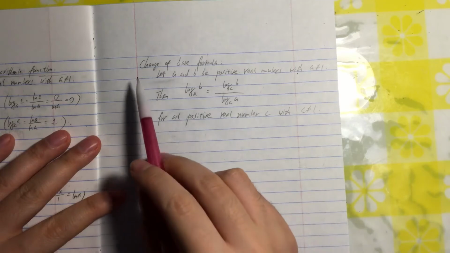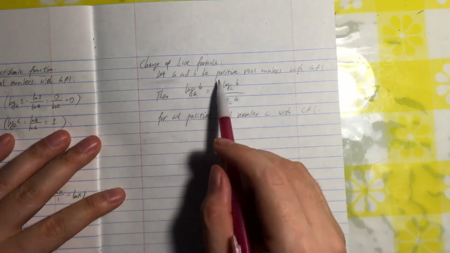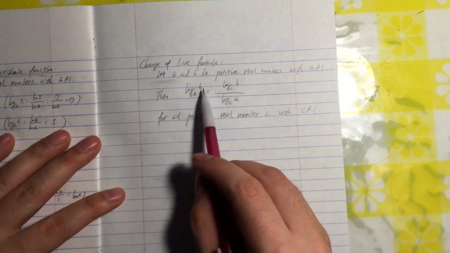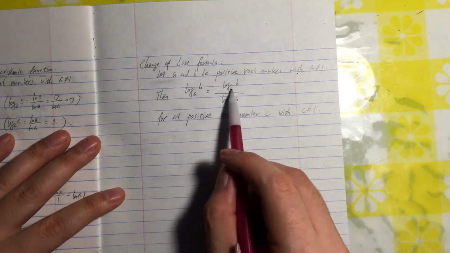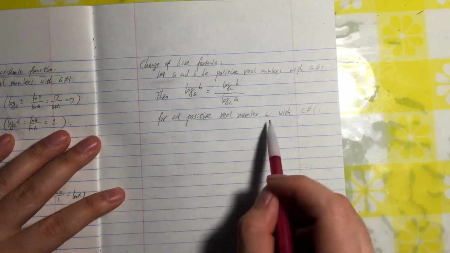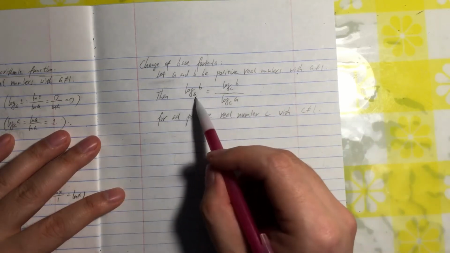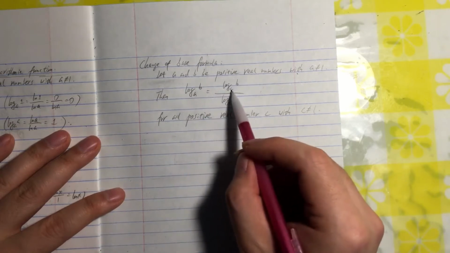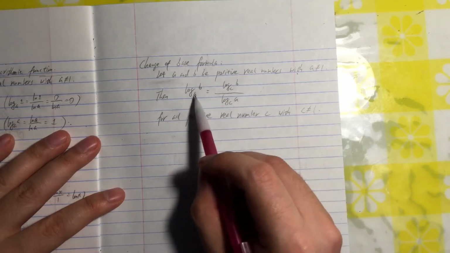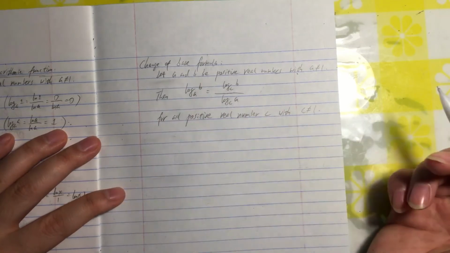Next, let me introduce the change of base formula. Let a and b be positive real numbers with a not equal to 1. Then log base a of b can be written as log base c of b over log base c of a, for all positive real numbers c with c not equal to 1. So this formula says log base a of b can be written as log base c of b over log base c of a. Here I change base from a to c. This formula is called the change of base formula.